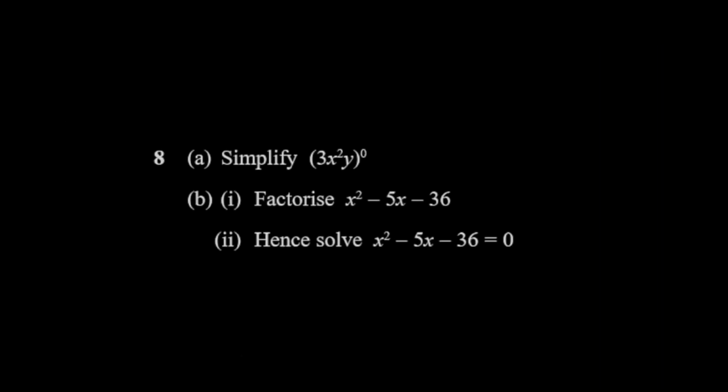Question 8 takes us back to fairly conventional and straightforward algebra. Part A shouldn't present much problem. Anything raised to the power 0 is 1. Moving on, B. Factorise and then solve.